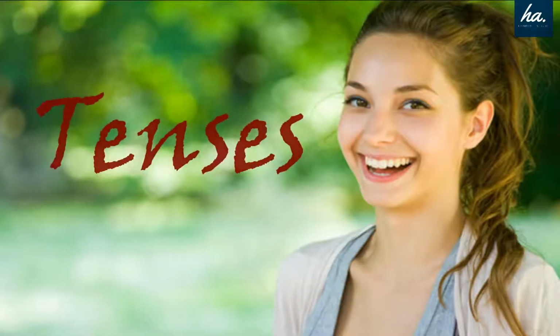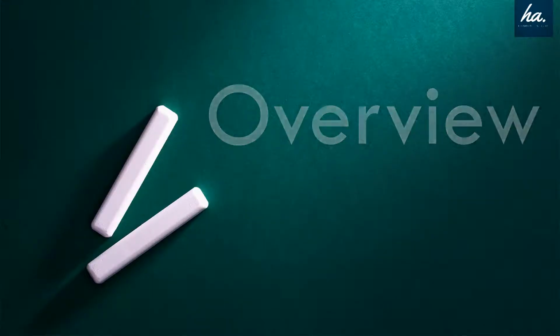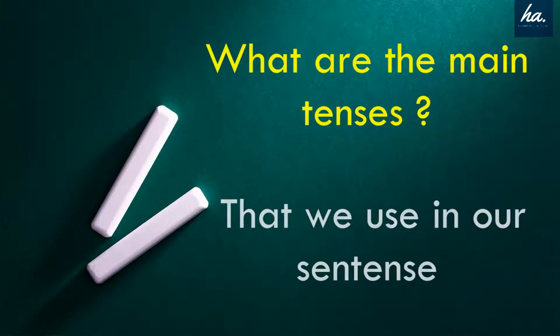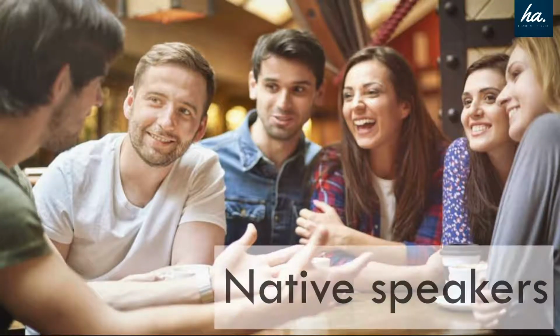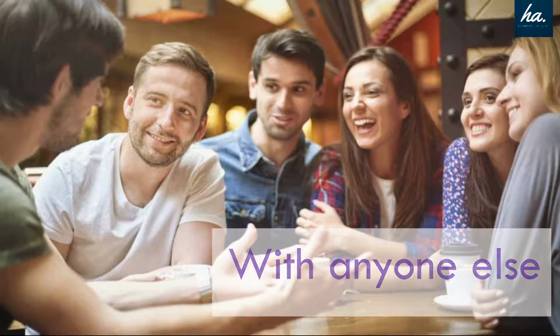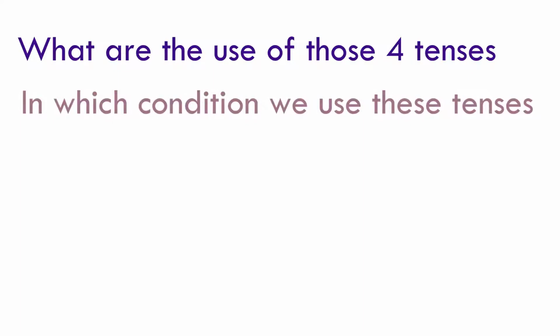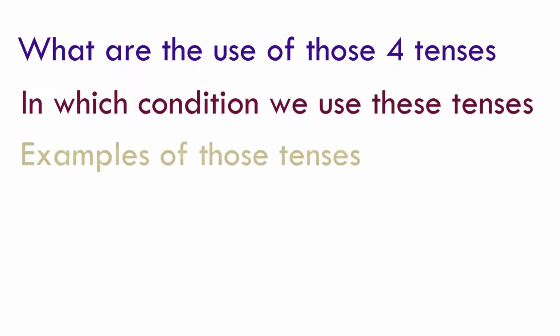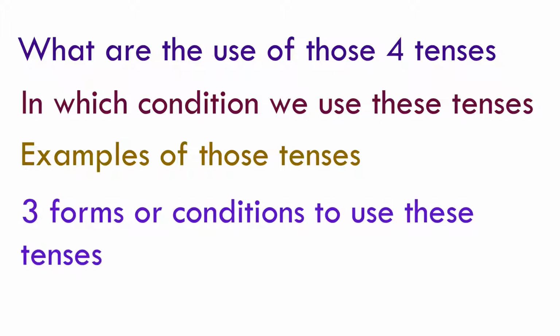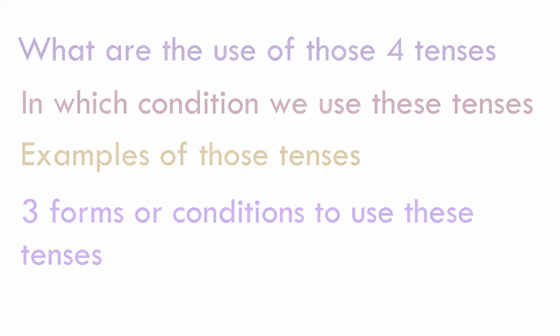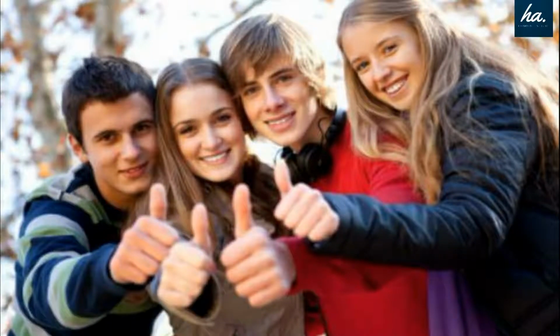So let's begin with the tenses. In the beginning, I want to give you an overview of what the main tenses are that we use in the sentence while speaking English with native speakers or even with anyone else. And what are the uses of those four tenses in our speaking, and in which condition we actually use those tenses. And what can be the examples of those tenses through which you can learn how to exactly use those tenses in your sentence. And at the end, the most important thing, what are the three forms, or you can say three conditions of these tenses that we use while speaking English to native speakers or to anyone else around us.